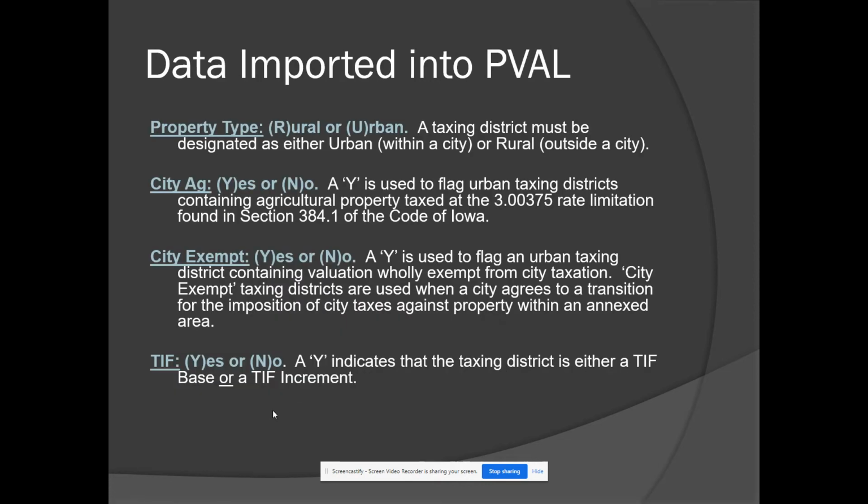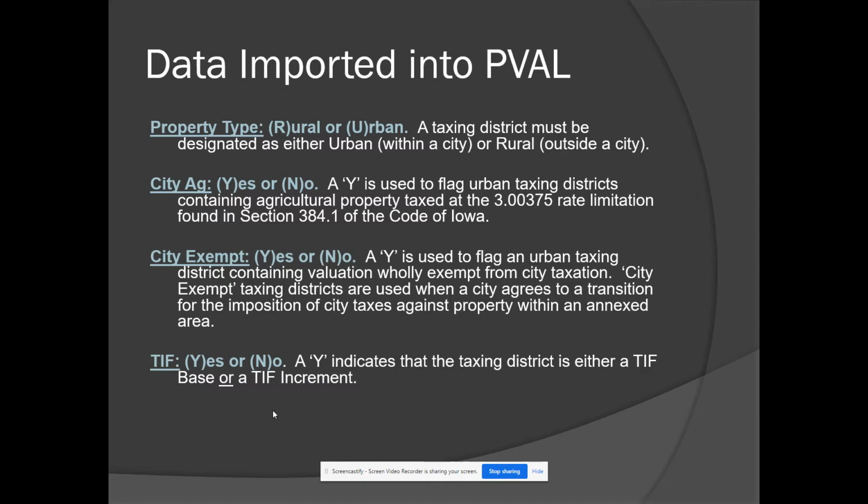So again, when you import your data, you're going to designate for each and every tax district, or your system will, whether it's rural or urban, so urban within a city or rural outside a city, obviously, whether or not it's a city ag district. So if it's a city ag district, it's in a city, but it contains only ag property. And in a city, ag property is taxed at a lower rate by statute. And that's just a little bit over $3. So those city ag parcels have to be separated out because they have a different tax rate applied to them, and they're separated out via a separate tax district.